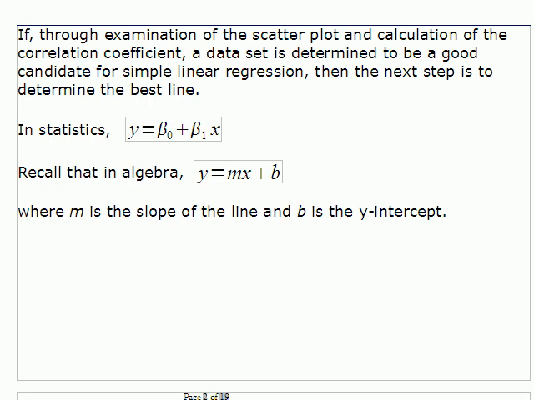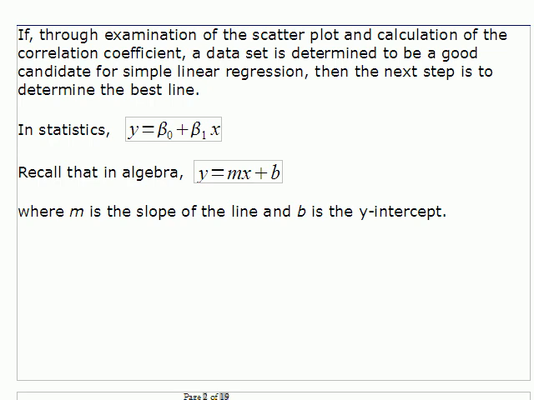So in doing this, the first thing we did was look at the scatter plot, and we calculated the correlation coefficient to determine that the data set is really a good candidate for a linear regression, for a linear fit. And the next step will be to write the equation for that line.